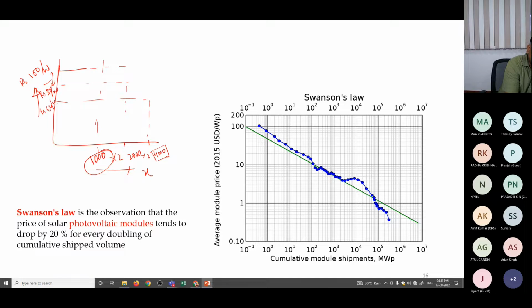So as the production goes on increasing, the price of the solar modules keeps decreasing. That's what is observed by Swanson, and this is quite effective, and we can consider this one of the rules of thumb. This is going to happen.